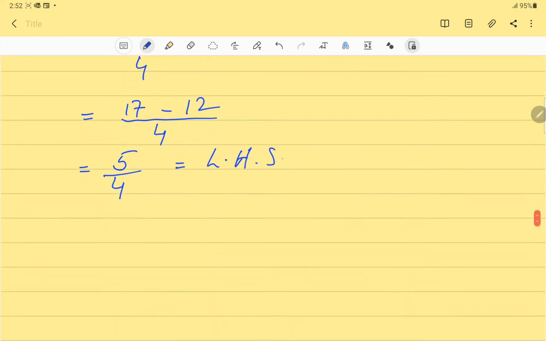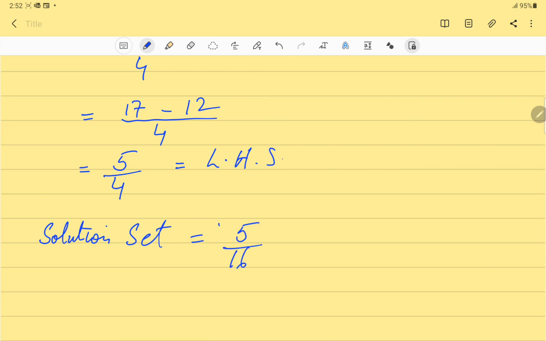left hand side. Therefore solution set of this equation is only 5/16. Minus 1 is not the root of this equation because it is an extraneous root.